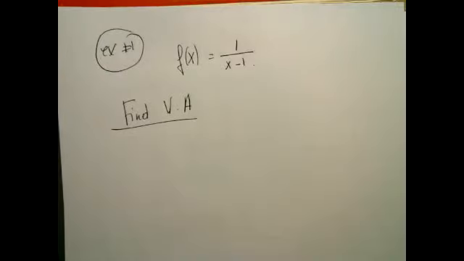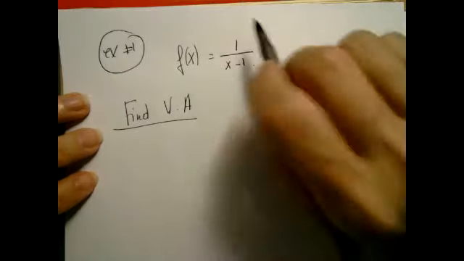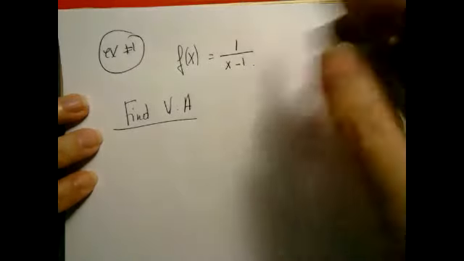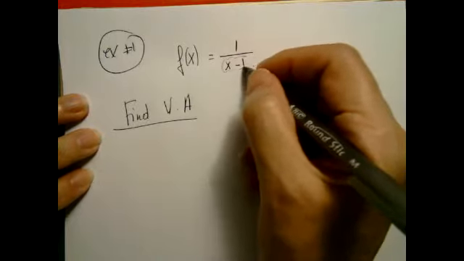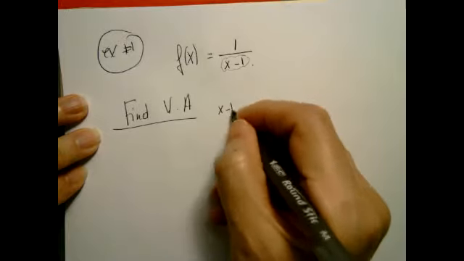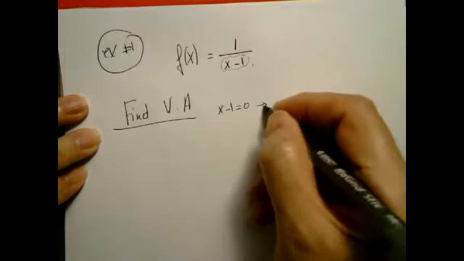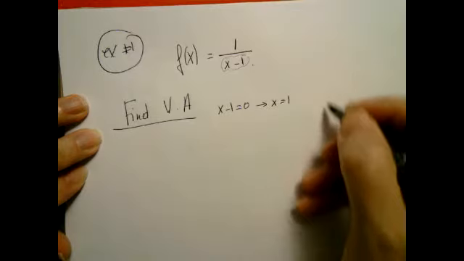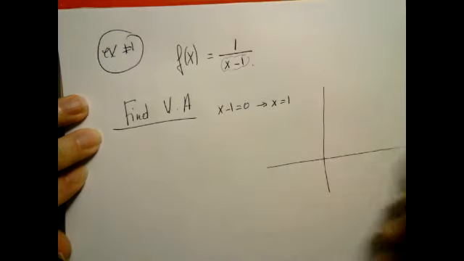All right, as I said a minute ago, to find the vertical asymptotes, we look for the value of x that makes the denominator equal to 0. So x minus 1 equal to 0 means x equals 1. So we expect the issue to happen at 1. But now we have to check our answer.